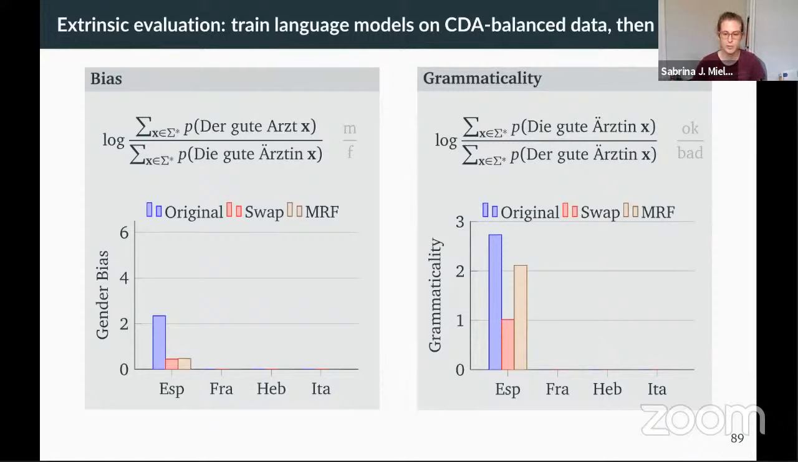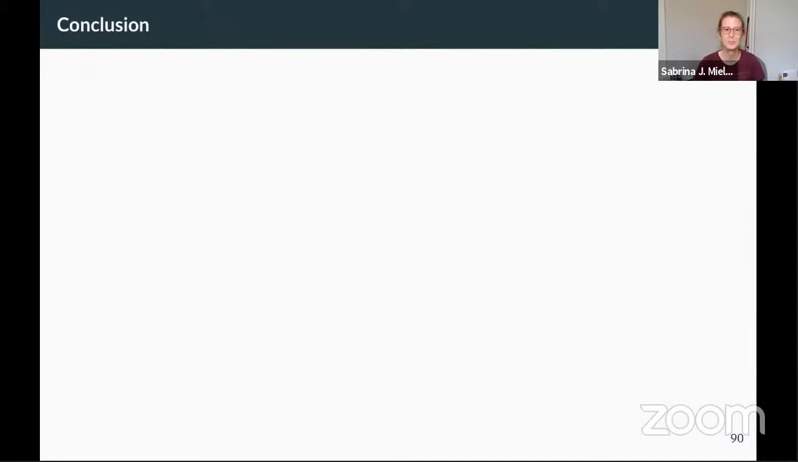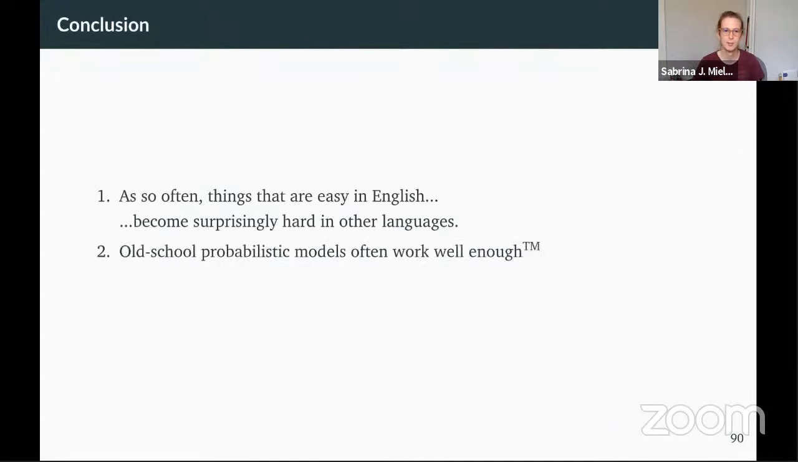We also did it on 3 other languages where the results are really bad. So I'm just going to really quickly skip over them. Well, I shouldn't say really bad. They're okay. There are reductions, but it's not as striking as in Spanish. So we talk most about Spanish. In conclusion, English, blah, blah, blah, harder, old school models work wrong, careful with your training data.